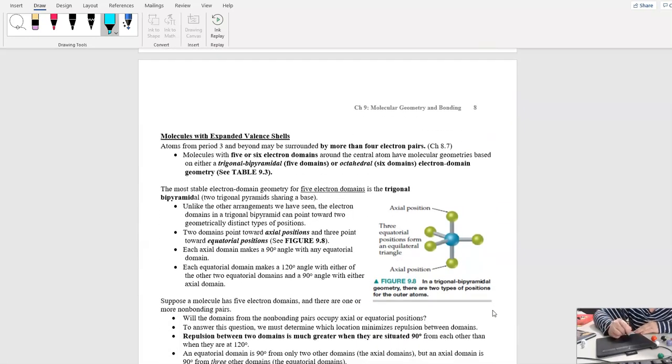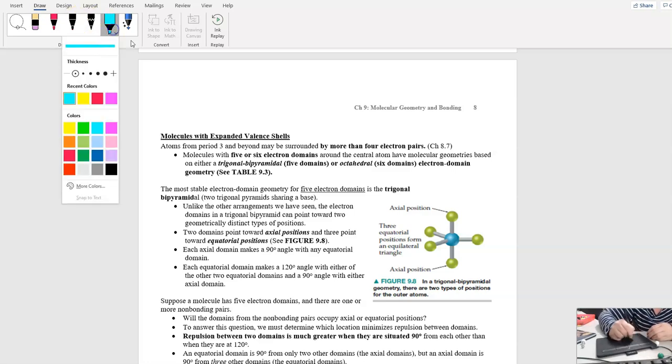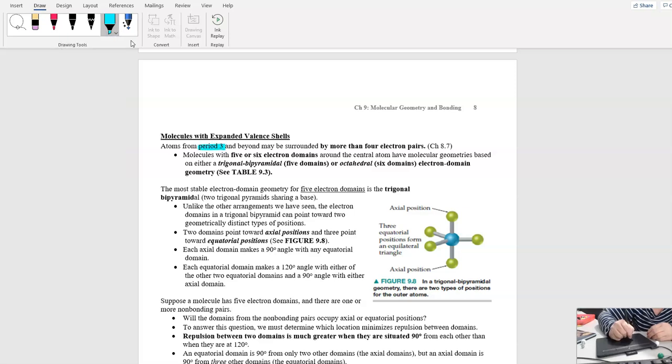Now expanded octet. Okay, and let me get my setup going. So I'm going to use Mr. Purple, and we're going to start with when they have 5 or more bonds, or 5 or more regions. Okay, so expanded valence, and we look at a couple of them. So basically atoms past period 3 can do that expanded octet. So remember when we saw in chapter 7 that little picture of the periodic table? So anywhere between phosphorus, sulfur, chlorine.